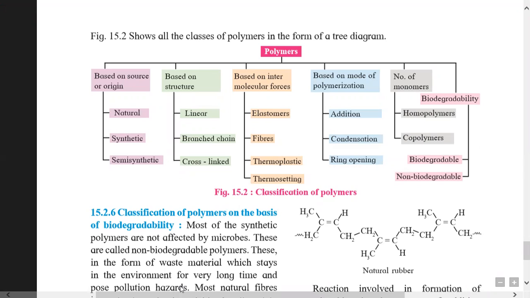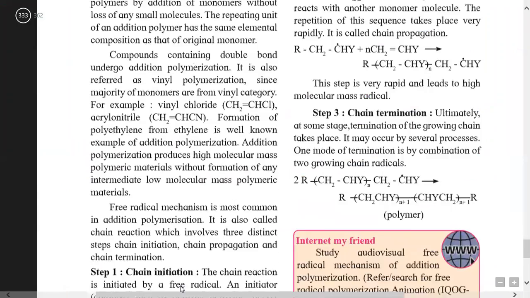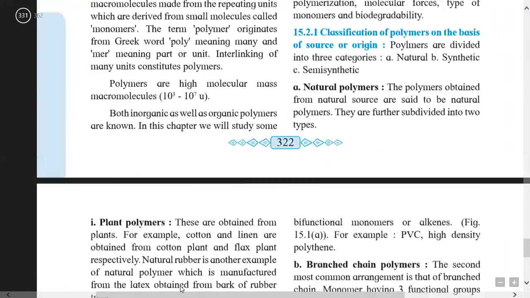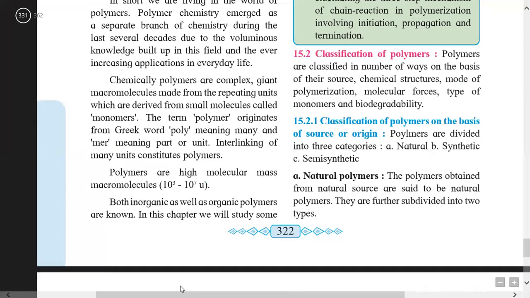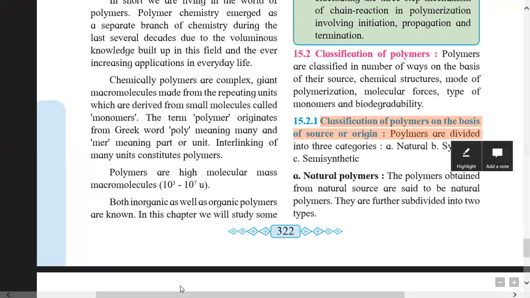intermolecular forces. Fourth type is based on mode of polymerization. Fifth type is on the basis of number of monomers. And sixth type is biodegradability. So we will study all types of this classification one by one in detail. So the first type is classification of polymers on the basis of source or origin.